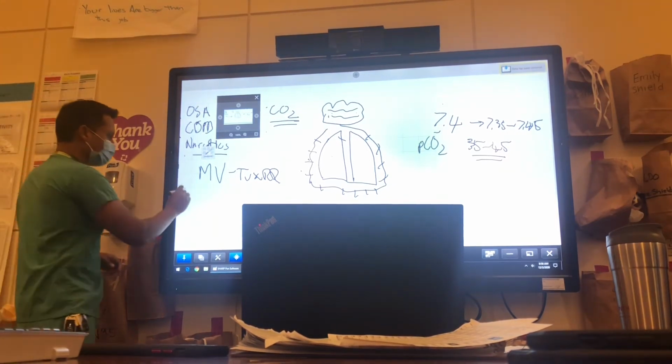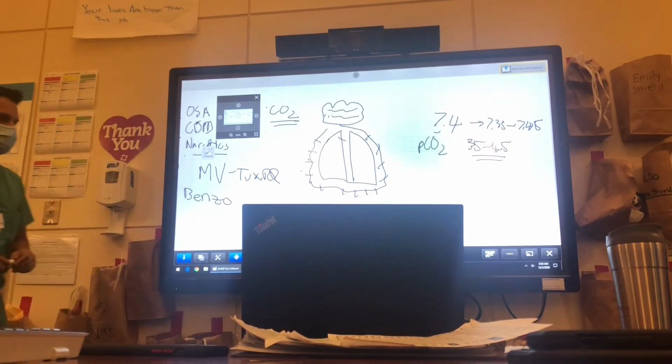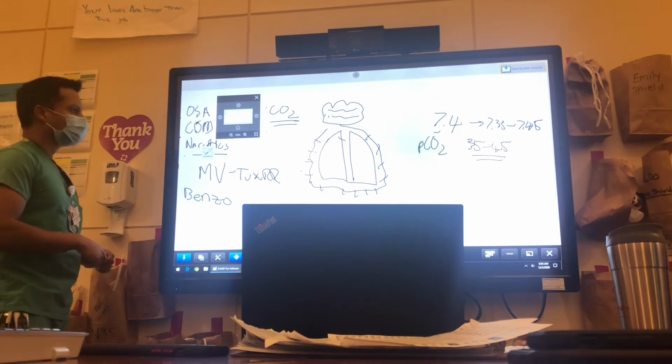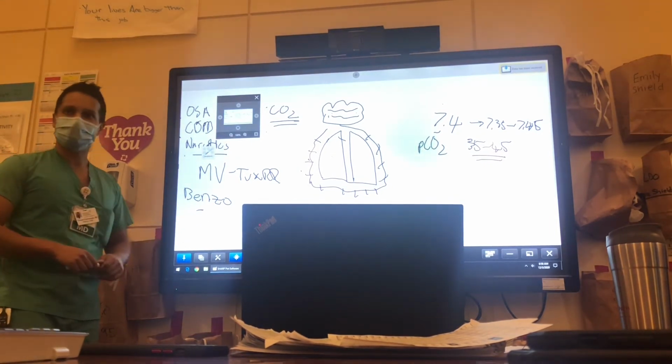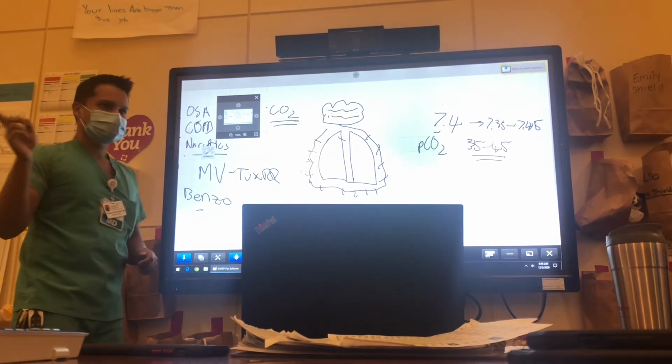For the benzodiazepine, the flumazenil, you want to be careful that they're not on chronic benzos, because if they are, you might just want to wait it out with BiPAP or mechanical ventilation, because if you give a patient on chronic benzos flumazenil, there is a higher risk of seizures. Okay. But if it's procedural sedation, they're out, they're benzo naive, by all means give flumazenil. Okay. Any questions?